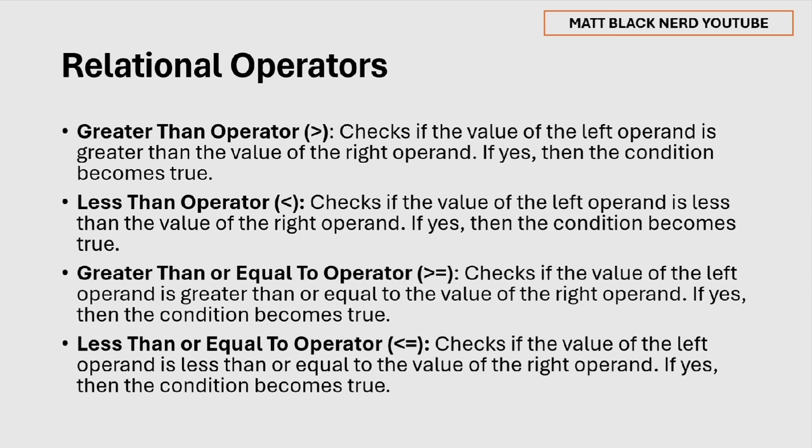Greater than or equal to operator checks if the value of the left operand is greater than or equal to the value of the right operand. If yes, then the condition becomes true. Less than or equal to operator checks if the value of the left operand is less than or equal to the value of the right operand. If yes, then the condition becomes true.